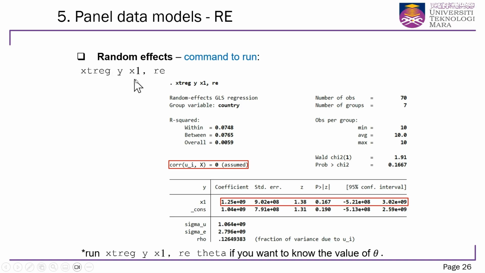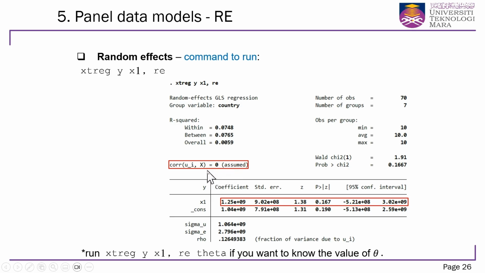xtreg y x1, re. At the end here, we write re instead of fe, which means that we want Stata to estimate a random effect model for us now and not fixed effect. This is the random effect estimation result that we're going to get once we run the command above.